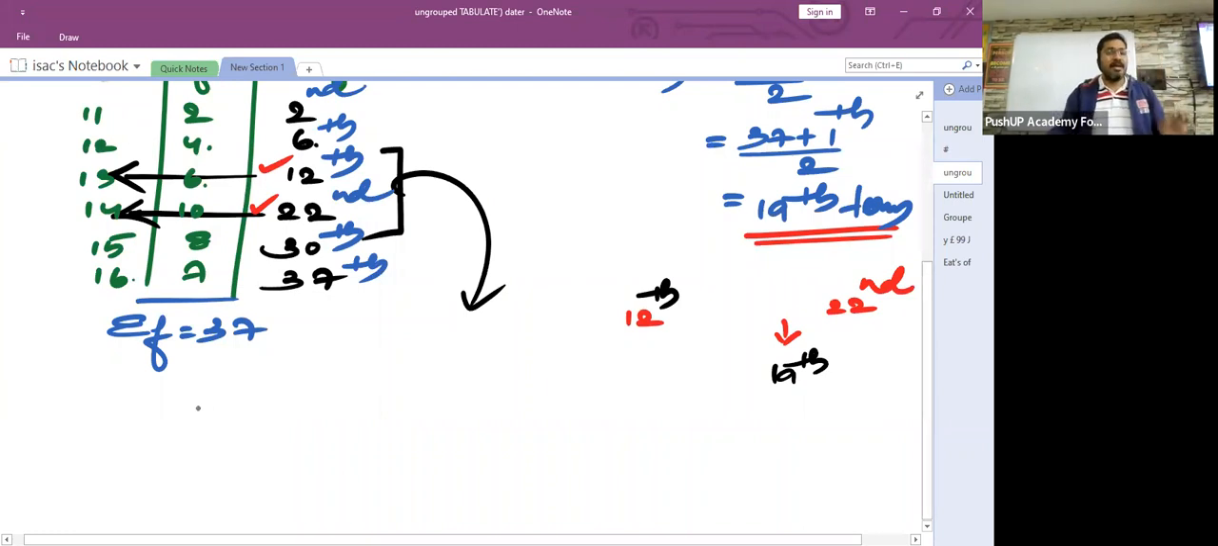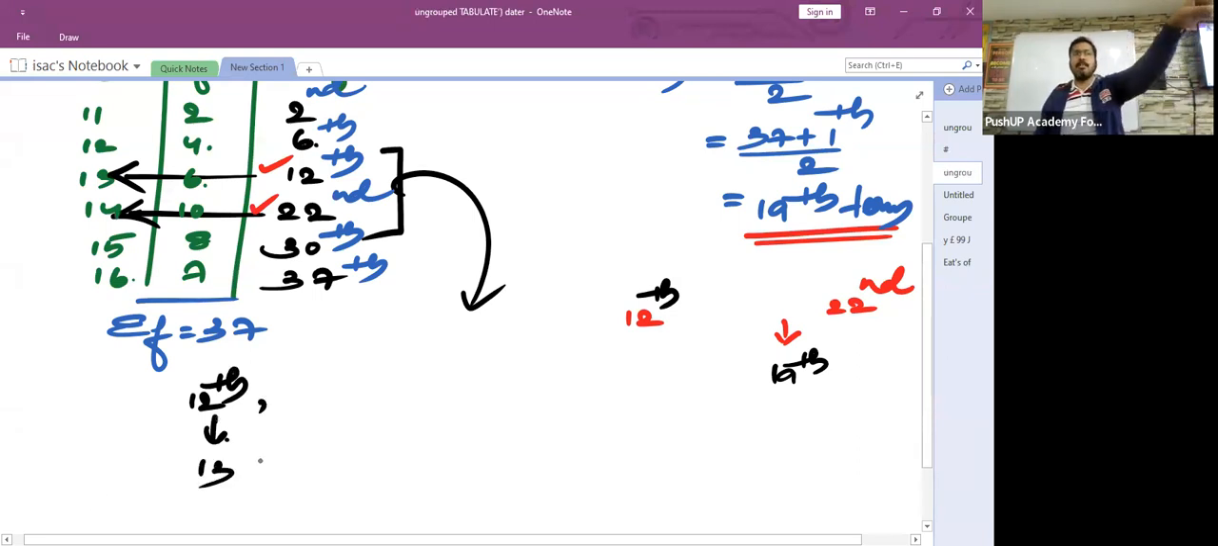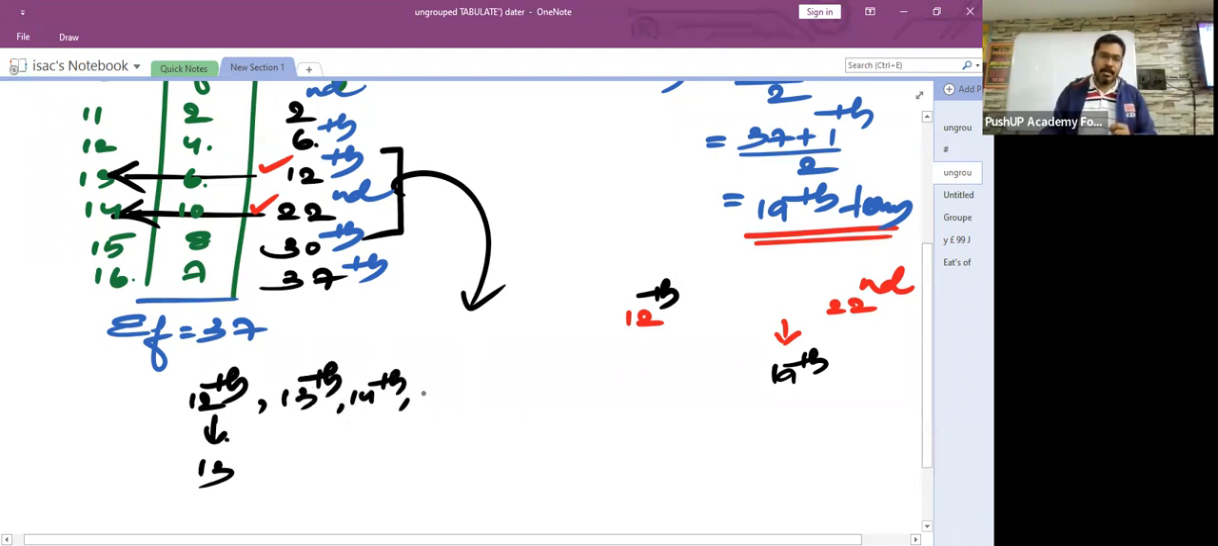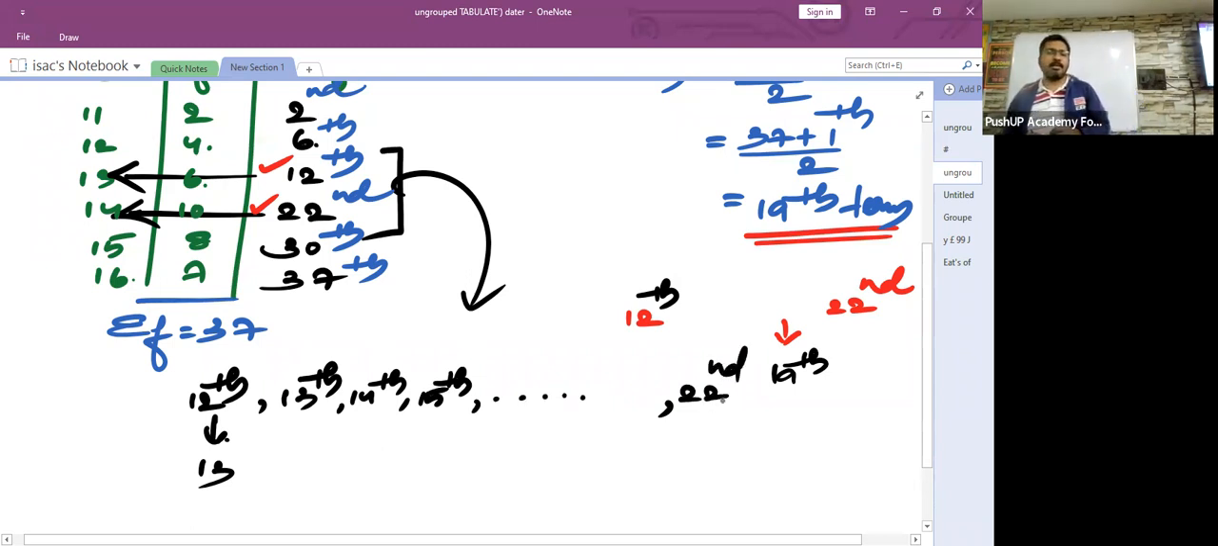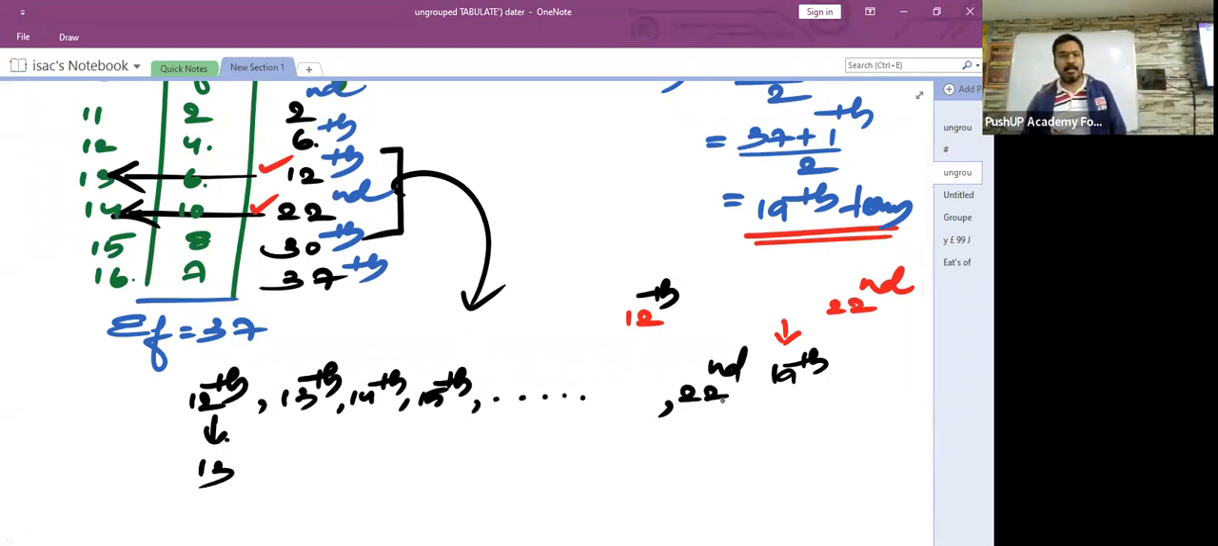You only said the 12th term is what? The 12th term is 13. Okay. After the 12th term, which term comes? 13th term. Then comes the 14th term. Then comes the 15th term and so on. And finally, you will reach where? The 22nd term, isn't it? You'll start from the 12th term and end on the 22nd term.